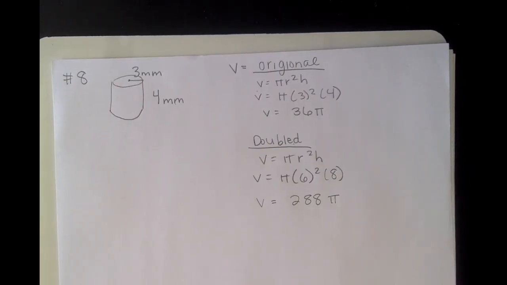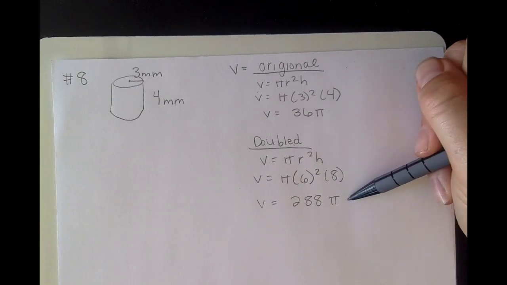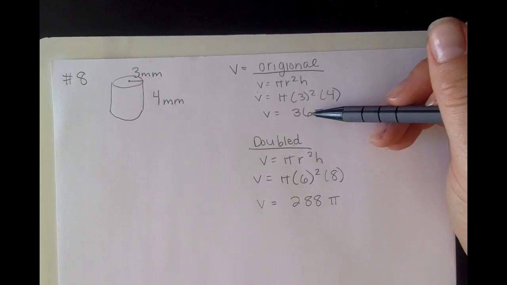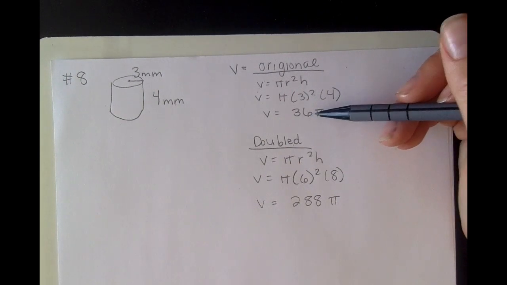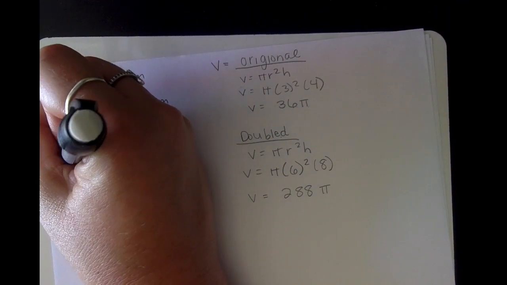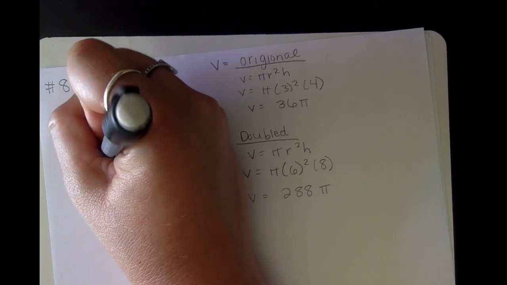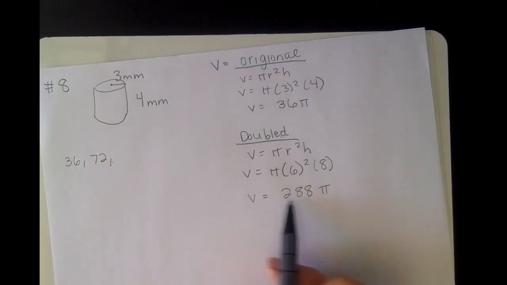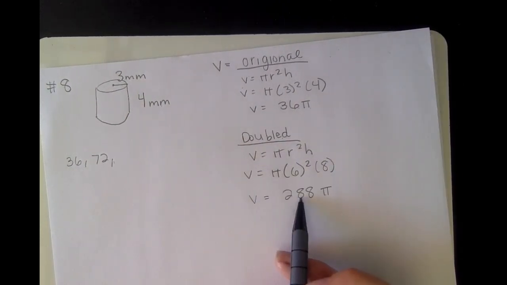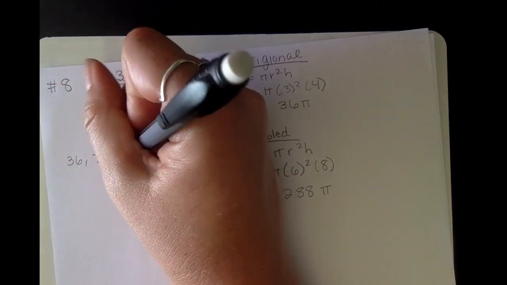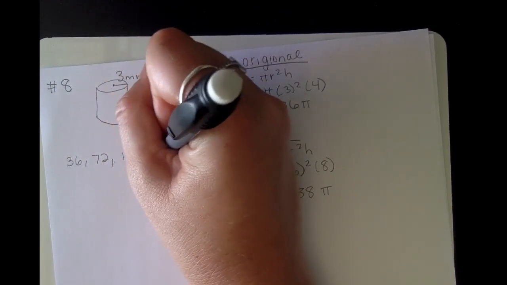So now I want to compare. I found this is the original, this is the doubled volume. So how many times greater is 288 than 36? One way of doing that is I can start listing out my multiples. 36, if I double 36, it's 72. Again, my goal is I want to see how many times greater 288 is going to be. So I can see 36, 72, 108, 144.